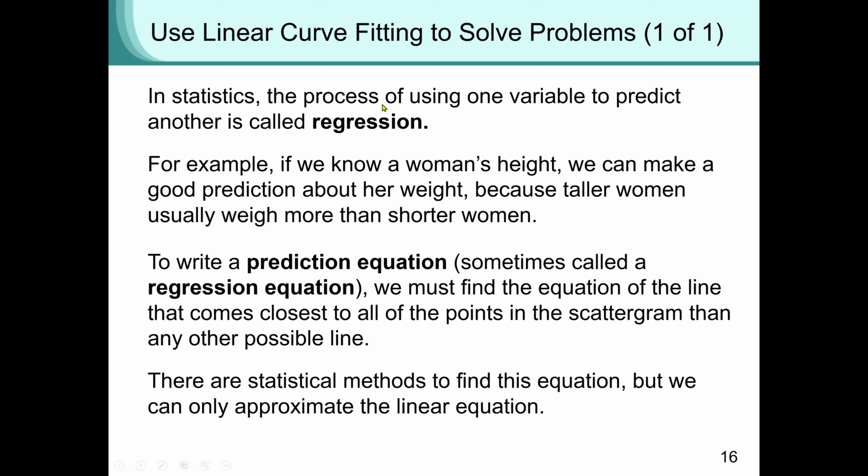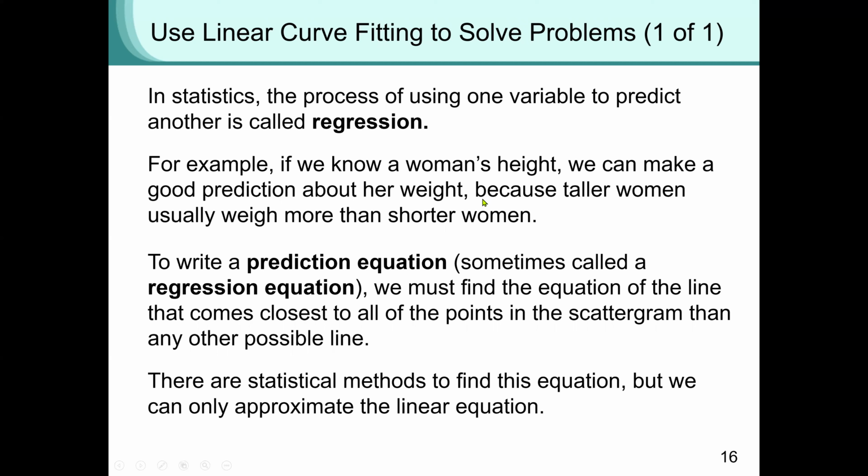Normally, the variable we are going to use to predict the other variable is called the independent variable, and the predicted variable will be called dependent. So an example will be the x and y. X is our horizontal axis, y is our vertical axis. So our x, normally the horizontal axis, will be our input or independent variable, and we can use it to predict the output, which is the dependent variable or the y. For example, if we know a woman's height, we can make a good prediction about her weight, because taller women usually weigh more than shorter women. This will be based on the data given.